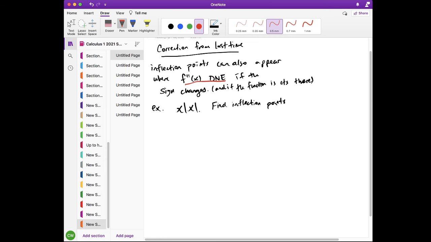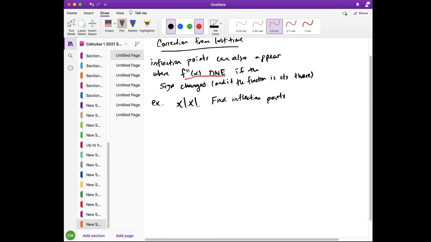Okay, so how do you find inflection points? Let's do one that's a bit interesting, like x absolute value of x. How do you find the inflection points here? So first, we need to look at the second derivative, right? How do you deal with absolute value? What is x absolute value of x? How do you find the derivative?